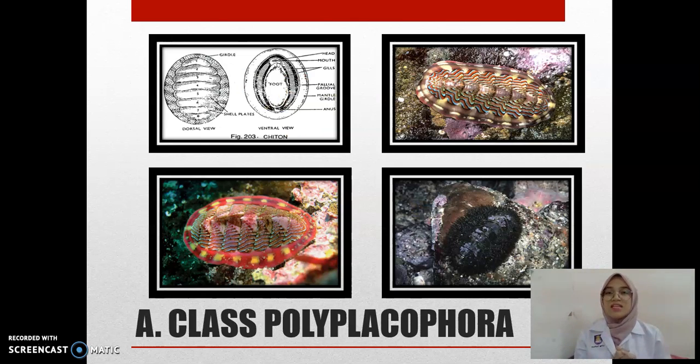The first one is Polyplacophora. This group contains all members of chitons. The body shape is oval, with the shell divided into 8 dorsal plates.